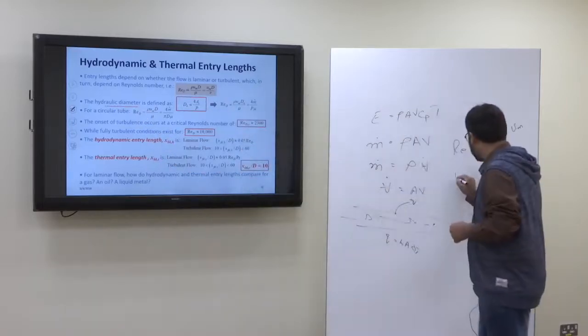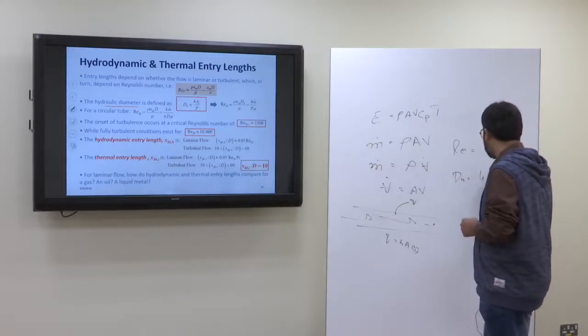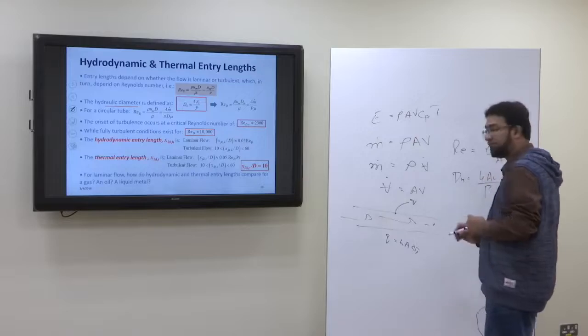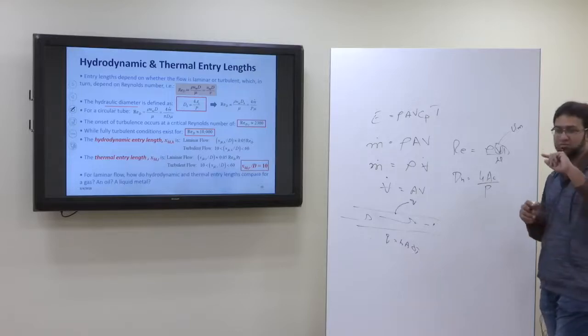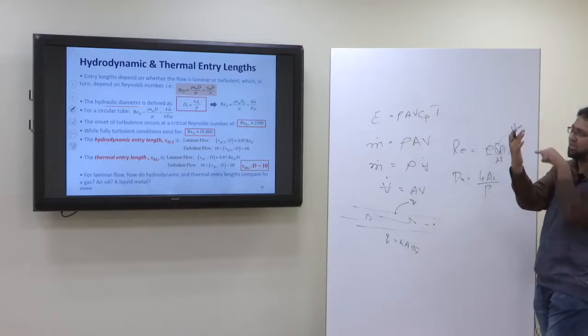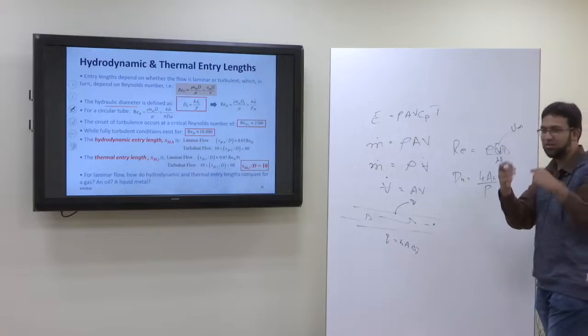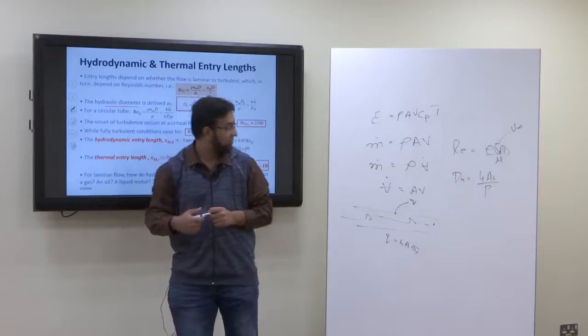So call it dH, and the formula is 4 times the cross section area divided by P. P is the parameter, not the surface area. Parameter is the length. So in a cross section, what is the length of the surface? So it's not area, parameter is the length.